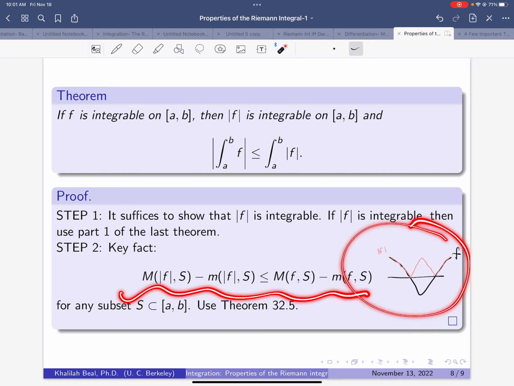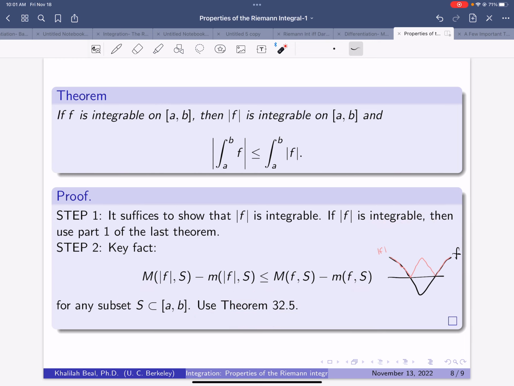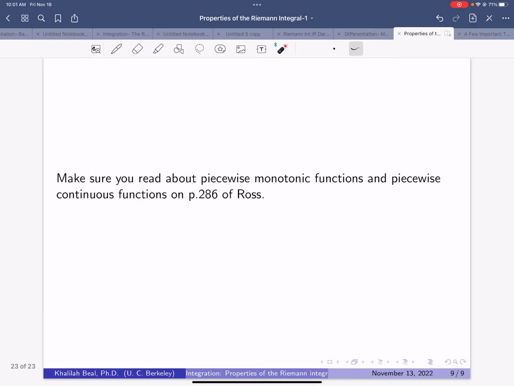And so now you prove that fact, prove this fact right here, and then you apply theorem 32.5. You remember 32.5 was our Cauchy condition. So for every epsilon, there's a partition such that the difference between the upper and the lower sum with respect to that partition is less than epsilon, okay? All right, so I think that's it.